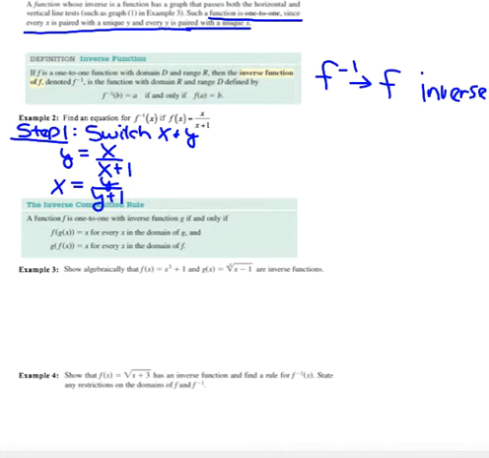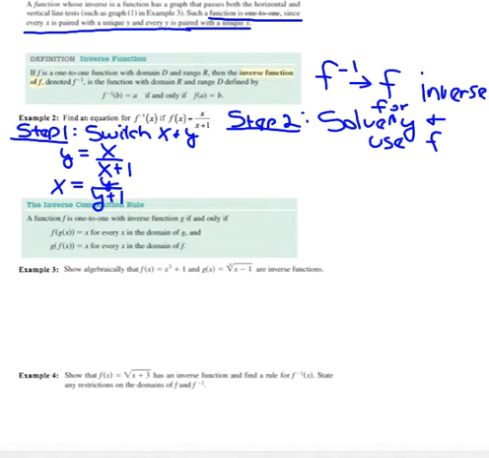And then all you have to do for step 2, which actually tends to be the part that students get kind of jumbled up on depending on their algebra skills, is you need then to solve for y and use function notation, so the inverse, and then put it in that form. Okay, so let's do that.